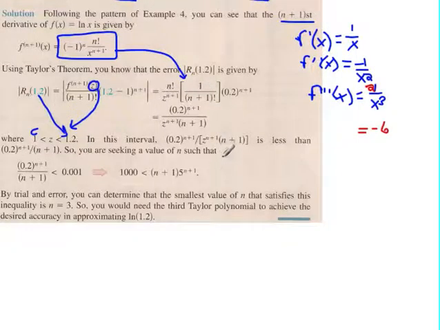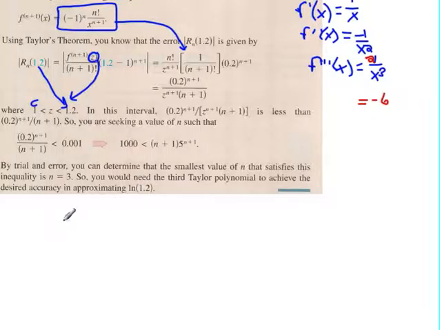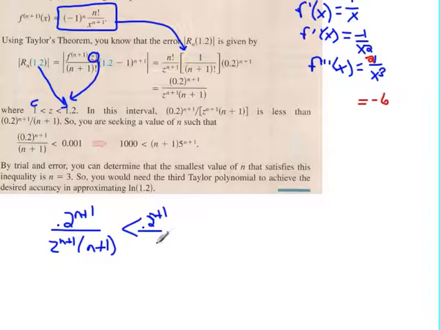So we'll come back up to this. Remember, it's claiming that this guy is less than this guy, provided that's what z is. So let's write that out. That says 0.2 to the n+1 over z to the n+1, times n+1, is less than 0.2 to the n+1 over n+1. If we start crossing out things, we can get closer, right? These are on both sides. This is on both sides. So what is this statement really saying?